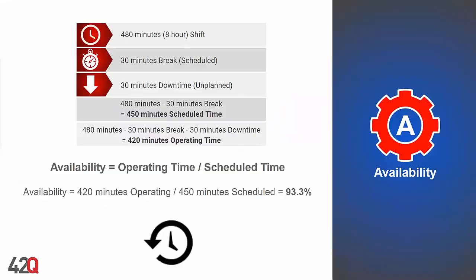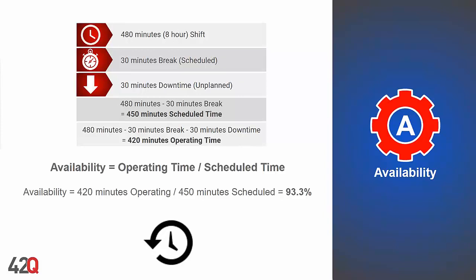All right, so our first factor here is availability. So again, your availability is going to be how much your equipment is up and it's prepared, everything's good to go and ready for units to be produced in there. So let's take a look at a little example here.